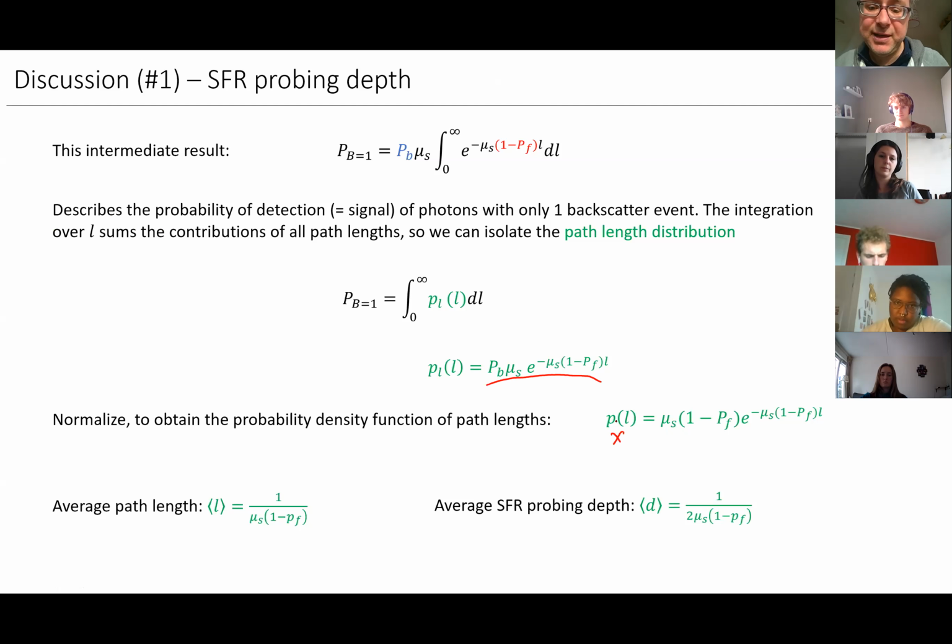And once you have that, you can calculate again your moments of this distribution. For example, the average path length you can now calculate, and that evaluates to 1 over μs times 1 minus PF as the average path length of these photons that have been backscattered only once. That also means that you can estimate the average depth that the photons have reached as half of that path length. So 1 over 2 times μs times 1 over PF. So it gives you a little bit of an idea how deep this technique actually measures.